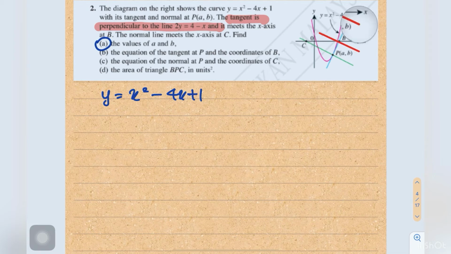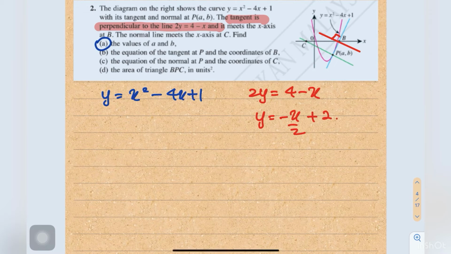Perpendicular to tangent at point B. Okay. So now we focus at the red straight line. So the red one is given 2y equals 4 minus x. So y equals -x/2 plus 4/2, which is 2. From here we can see the red straight line, the gradient is -1/2. -1/2 is actually the gradient of the normal.